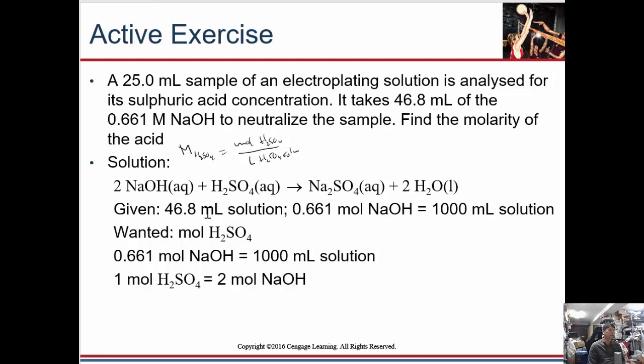All right, now the liters of H2SO4 solution is this 25 milliliters of sulfuric acid solution. So 25 milliliters of sulfuric acid is 0.025 liters. And so we can just plug that in here, 0.025. It's 3 sig figs, liters sulfuric acid solution. So all we need is the moles of sulfuric acid. Well, the moles of sulfuric acid, we're just going to get that from stoichiometry.